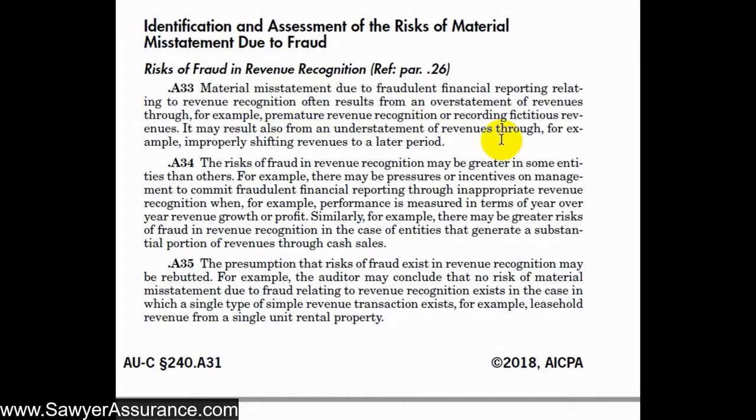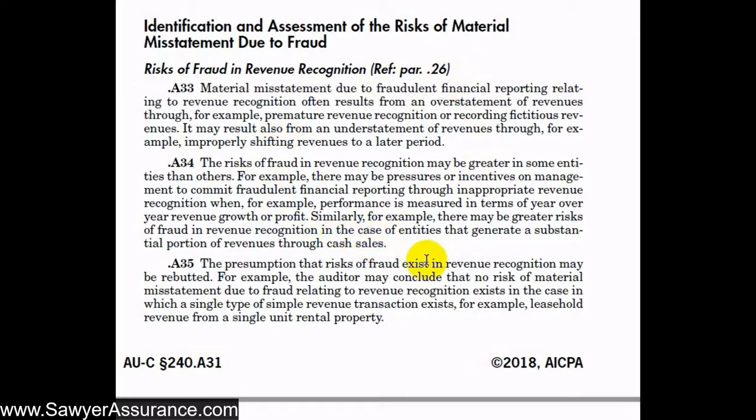That's also why we need to understand the fraud triangle of different entities, because the risk of fraud in revenue recognition may be greater at some entities than others. For instance, some entities might have higher pressures or incentives on management to hit revenue numbers, for which they might commit fraud to report higher revenues. Also, if an entity collects a lot of its revenues through cash sales, there might be a bigger risk of misappropriation of assets, where the cash receipts are stolen or misappropriated.